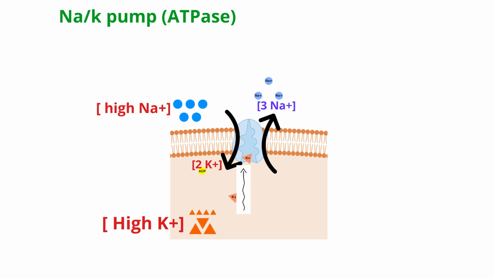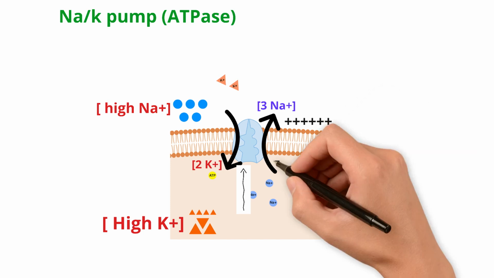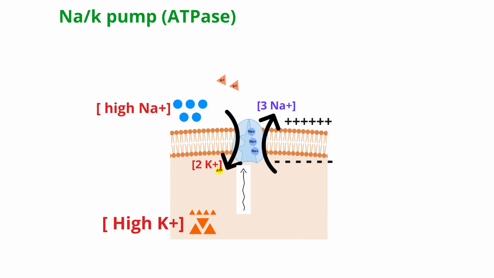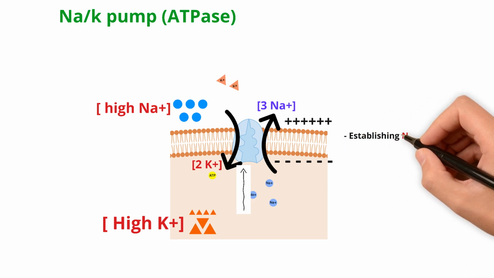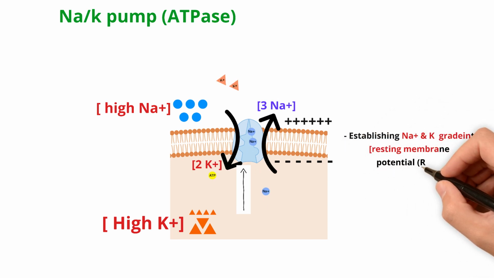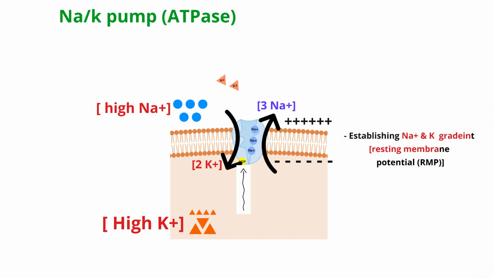Therefore, the sodium-potassium pump not only maintains the proper ion concentrations but also helps create an electrical charge difference across the membrane. By moving 3 positive ions outside the cell and only 2 positive ions inside, this pump plays a key role in establishing the resting membrane potential in nerve and muscle cells. Without this pump, basic cellular and bodily functions would collapse.